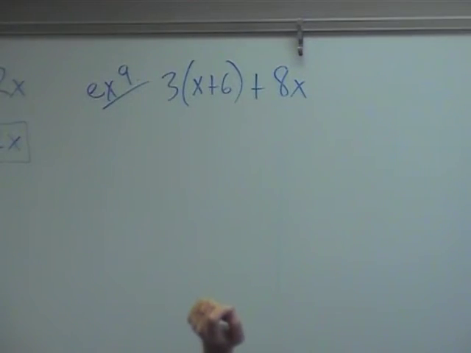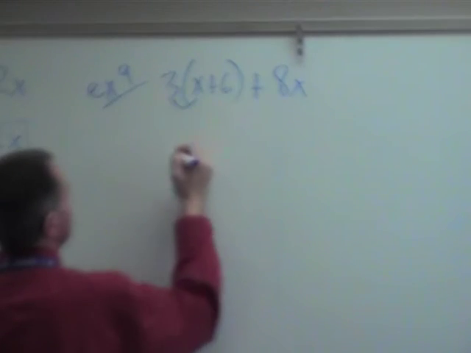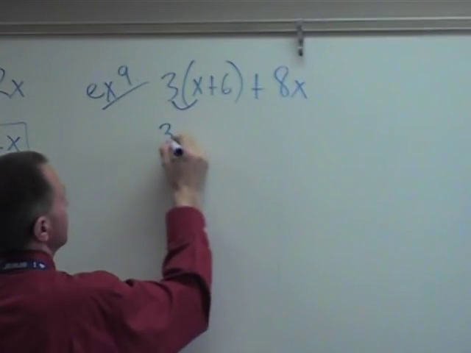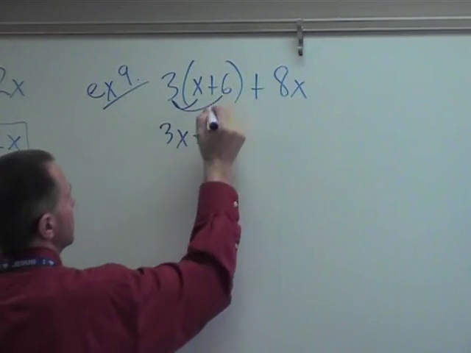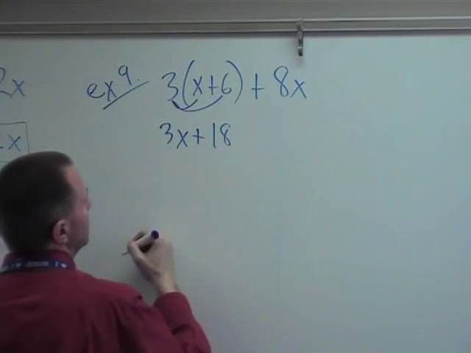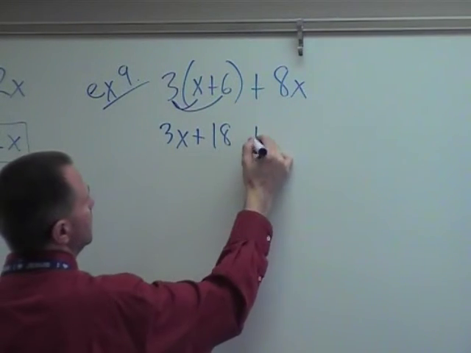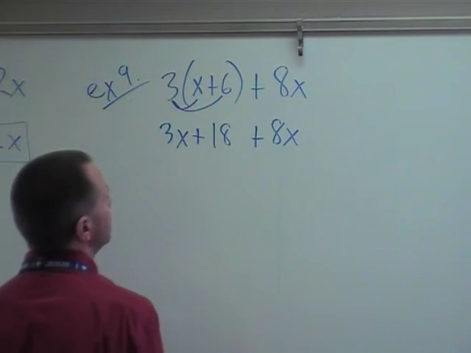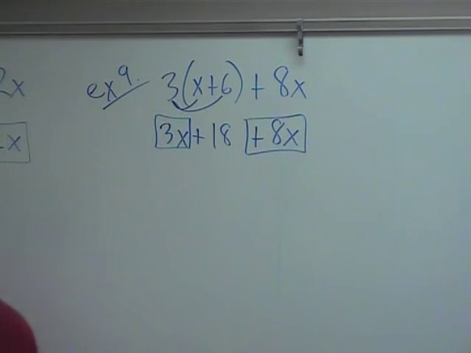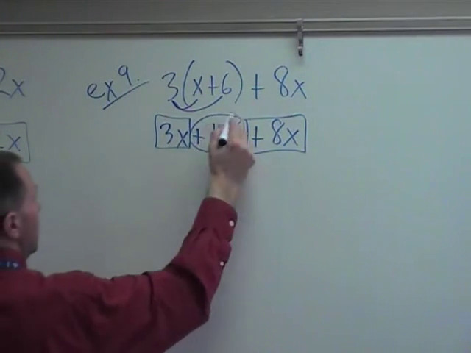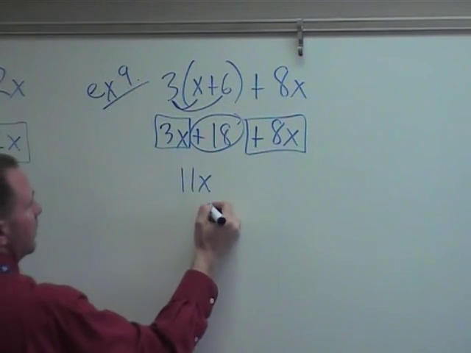What do I do first, Devin? Walk me through it. You gotta take the 3 times x, which is 3x, plus, and then you 3 times 6, which is 18. Good. And then you drop down the plus 8. And then you put a box around that, and then put a box around that. Okay, and you don't have to do this, guys, in your homework. If you need to help you walk through it, then that's fine. And then you add those two together, which is 11x plus 18.